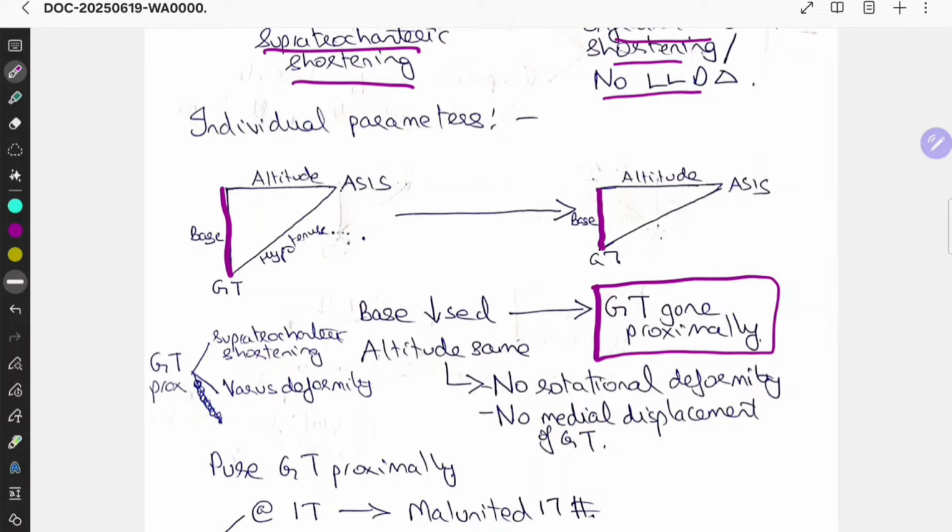Okay. What does altitude indicate? We are going to discuss the concept in subsequent slides. But the basic concept of altitude is, if the altitude is the same, that means there is no rotational deformity and there is no medial displacement of greater trochanter. Okay. So what are the basic conditions that come to your mind whenever GT goes proximally? It could be a supratrochanteric shortening, it could be a varus deformity as well.